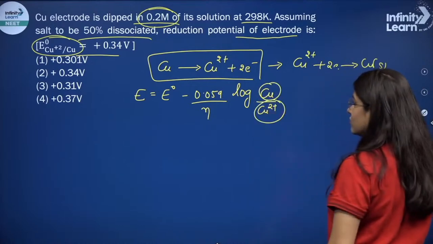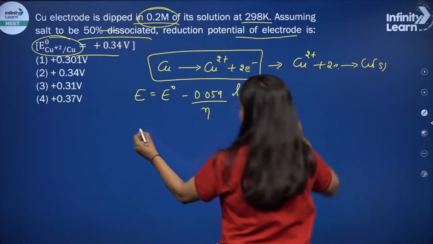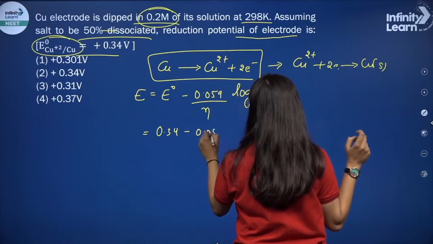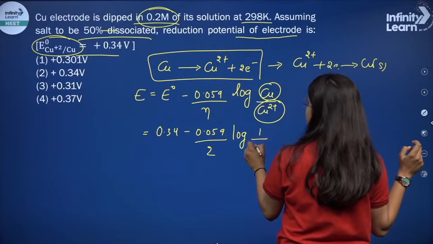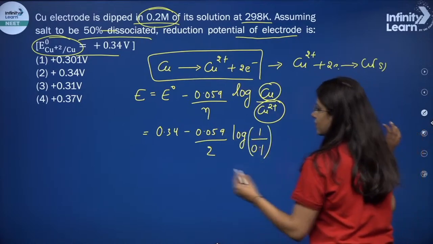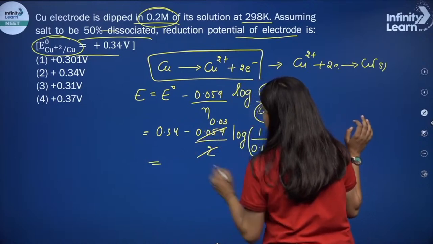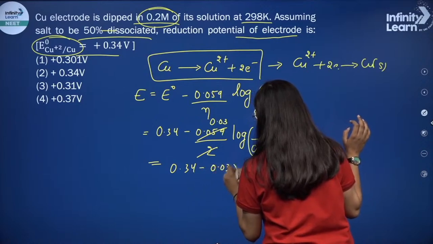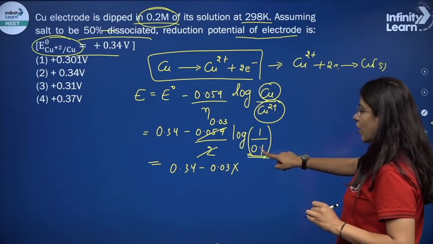Now the concentration is becoming half because it is 50% dissociated. So I'll just substitute the values. 0.34 minus 0.059 by 2 log of copper 1, this is 0.1, right? Now we'll solve. So this will be approximately what? 0.03. So 0.34 minus 0.03 into 1 by what is this? 0.1. It will become 10.